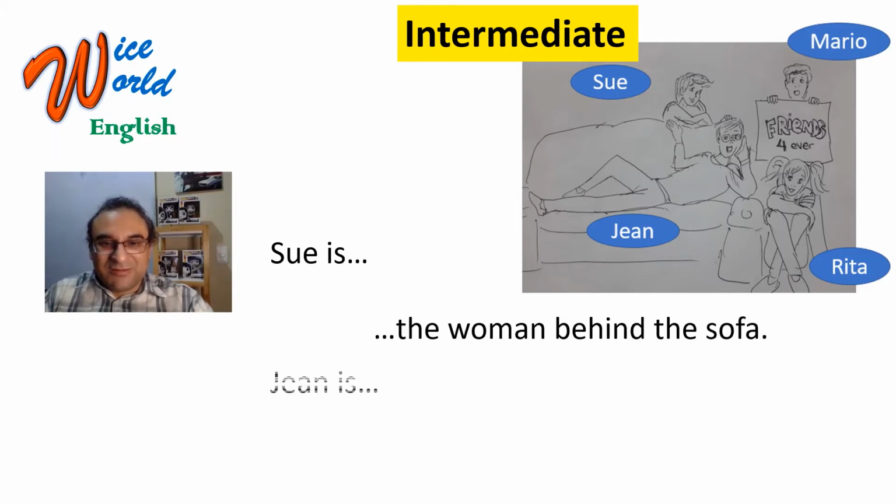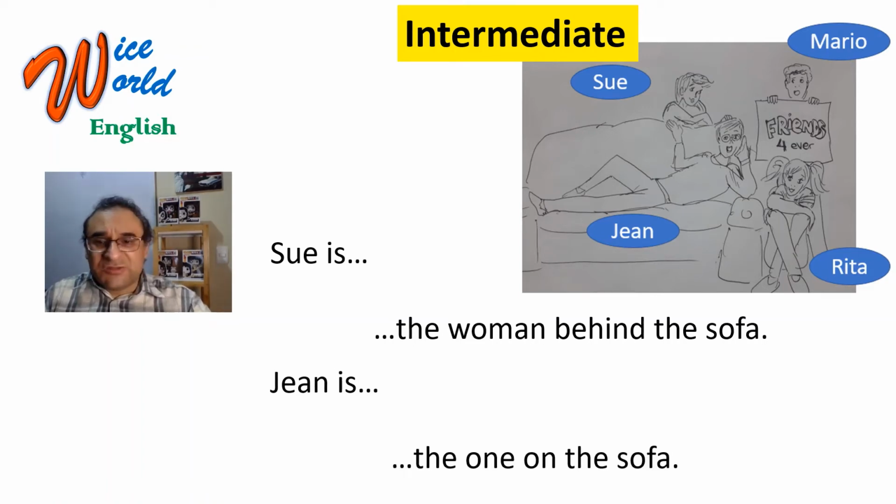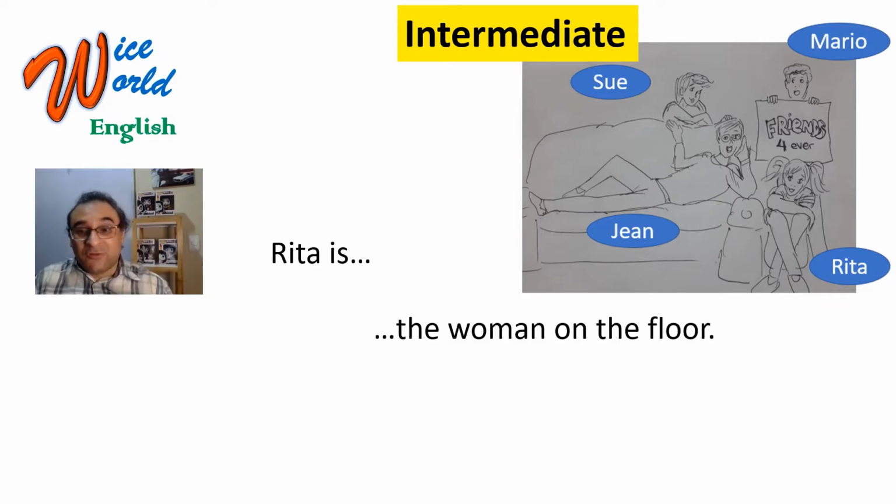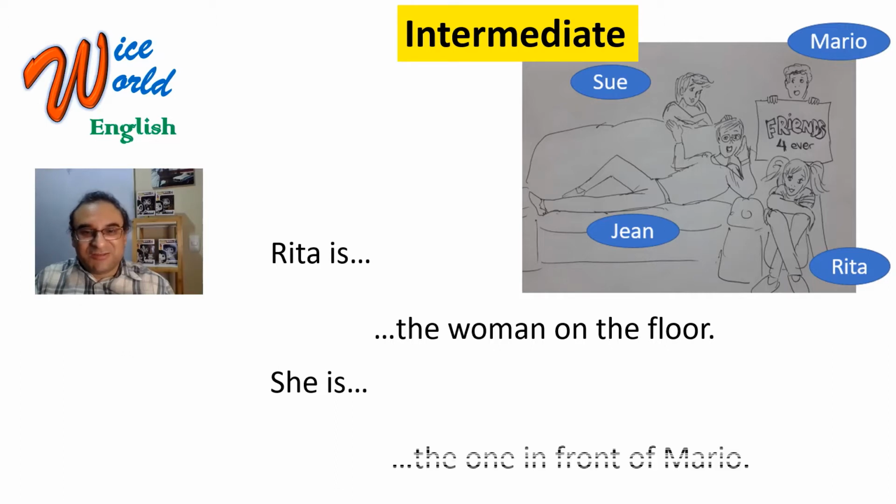John is the one on the sofa. You can also say the man on the sofa, the one on the sofa, no problem. What about Rita? Rita is the woman on the floor. She's the one in front of Mario. So that was the previous homework and the previous exercises that you had.